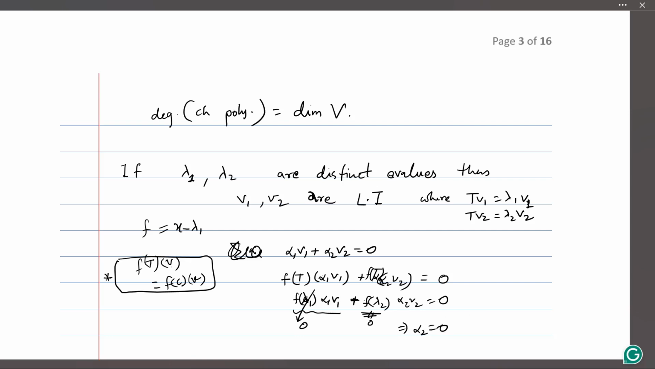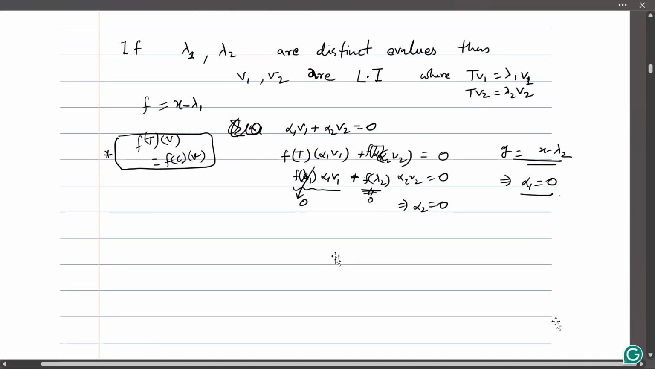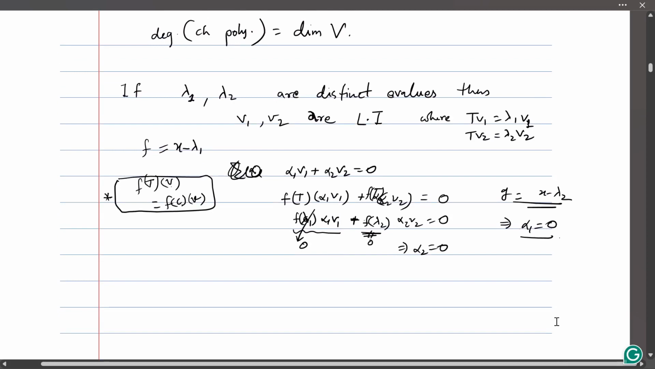Similarly, you can take some polynomial g, let's say x minus lambda 2, then a similar result will show that alpha 1 is 0. So this is what was discussed in the last week. This is all that was discussed.